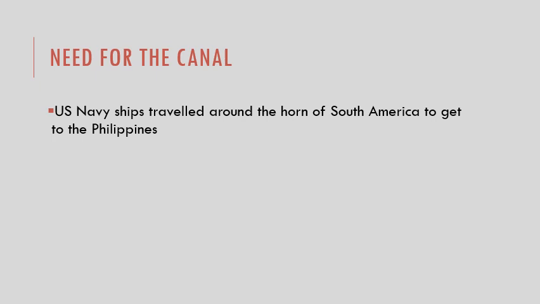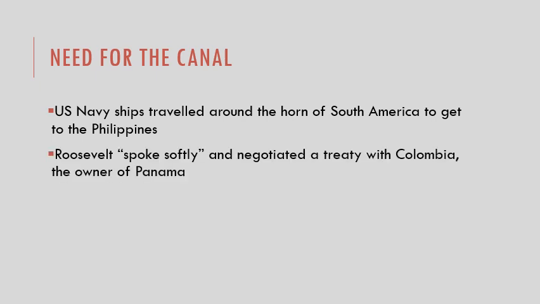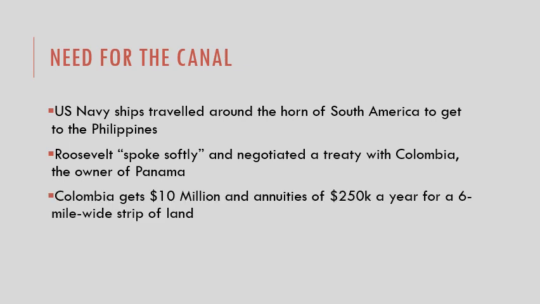It took quite a while for Navy ships to get to the Philippines at that time, so the canal would be both a military necessity and also a trade necessity. So at first, Roosevelt enacts his motto. He speaks softly, negotiating a treaty with Colombia, who is in control of Panama at the time. Colombia will get $10 million and $250,000 a year for the 6-mile wide strip of land.